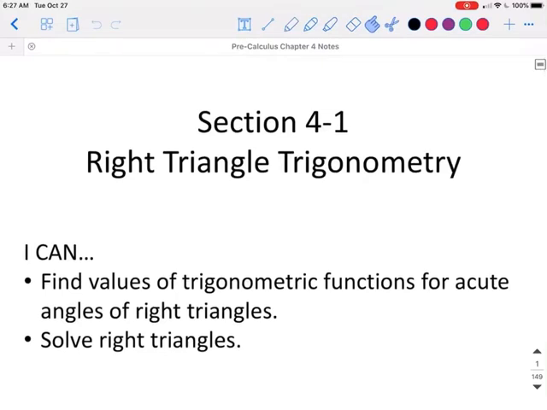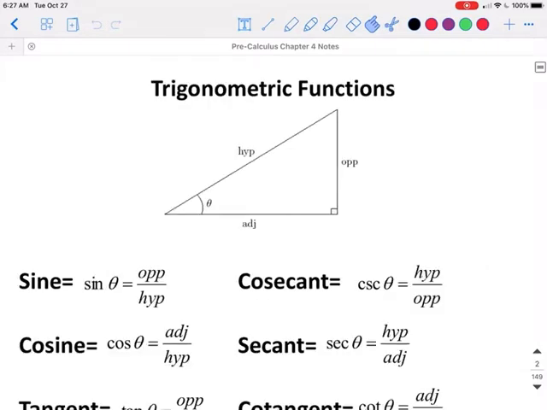This is section 4.1, part A, right triangle trigonometry. So for our trigonometric functions, remember if our angle is here, the side that's across from the angle is called the opposite side. The side between the angle and your 90 is called the adjacent side, and the side across from the 90 is called the hypotenuse.